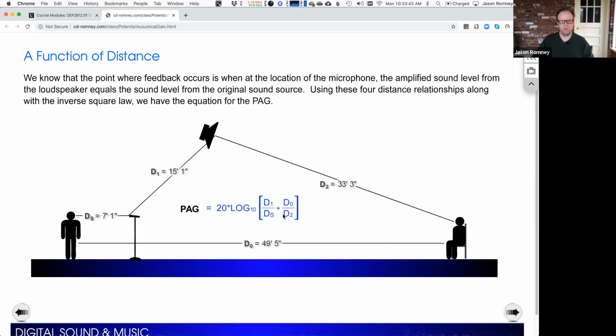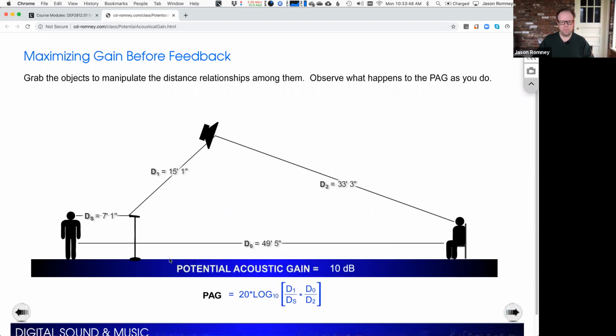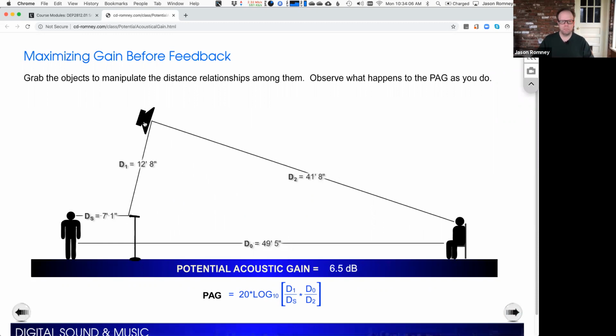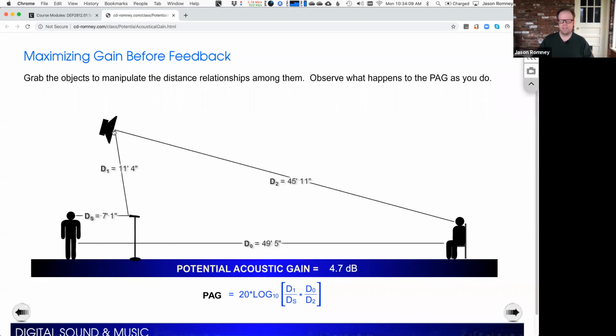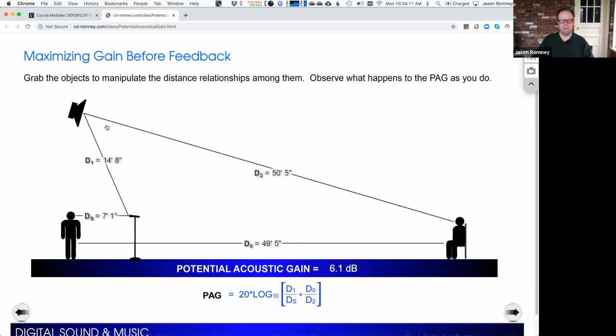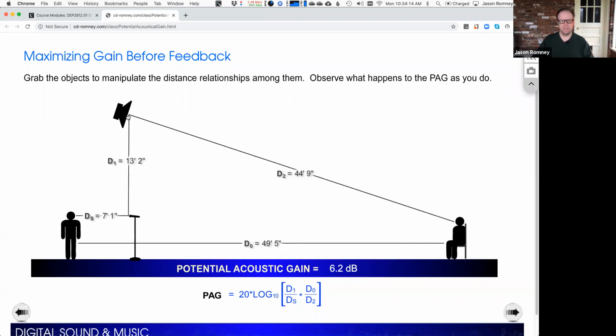Now, what I want to show you is, in this particular situation with these distances, we have a potential acoustical gain of 10 dB, okay? What's cool about this little demo is the math is built into the computer code here, so we can actually drag these things around and see what it does to our gain. For example, if I take my loudspeaker and move it back here, what happens to my gain? Okay, it goes down. Why? Because the loudspeaker is getting closer to the microphone but farther away from the listener. Therefore, it's getting louder at the microphone and quieter at the listener.